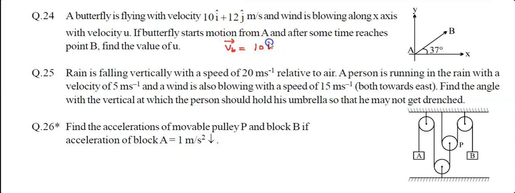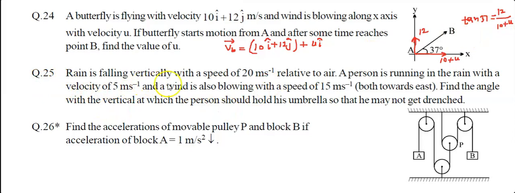So this is going to be 10 i cap plus 12 j cap. So that is its velocity. But the wind will take that butterfly in its own direction, and this is u i cap. So the total component in the x direction will come as 10 plus u, and the velocity component in the y direction will remain 12. And if this is the angle, that's the resultant direction. So you can say tan 37 degrees should be equal to 12 divided by 10 plus u. You can simplify to find the value of u.